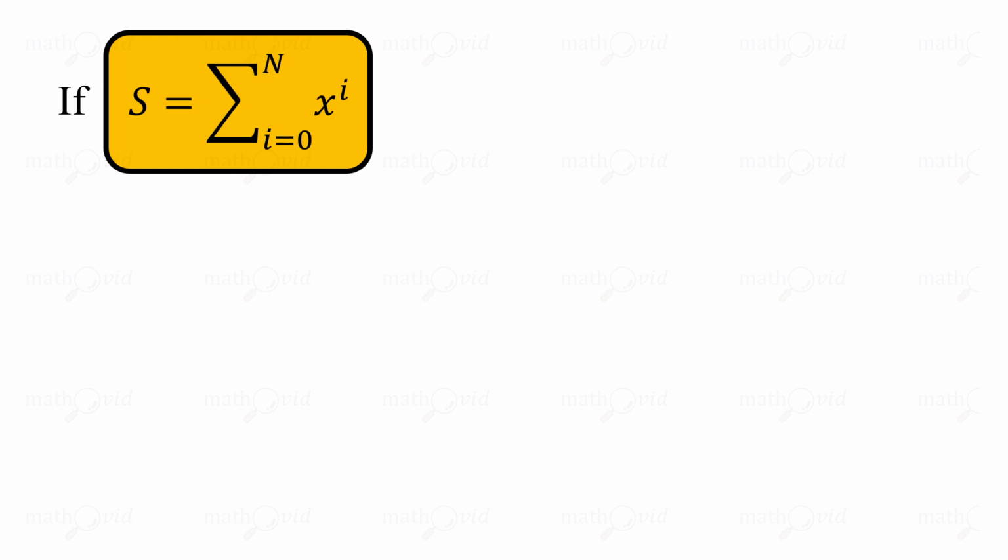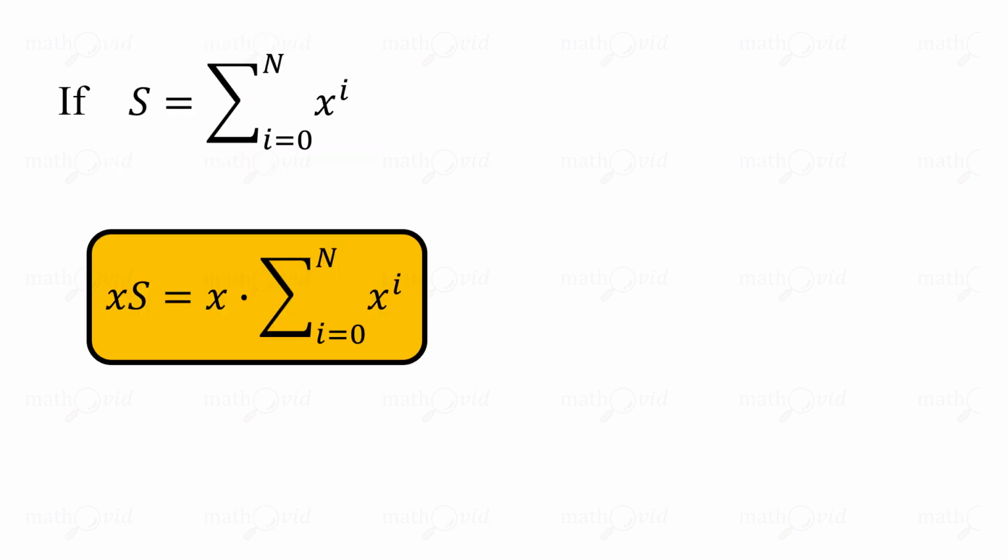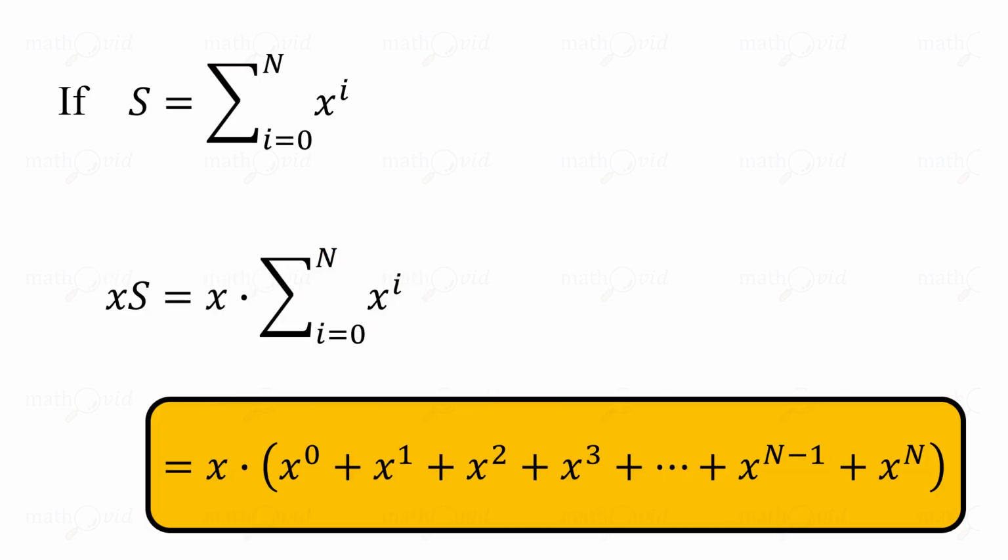To solve this problem, let's begin with the initial sum S. We multiply x to both sides of the equation and observe how the series changes. So we write the series in its expanded form. So we'll have in brackets x raised to 0 plus x raised to 1 plus x raised to 2 plus x raised to 3 and so on and so forth until x raised to n minus 1 plus x raised to n. And outside the brackets, we have x multiplied with this series.